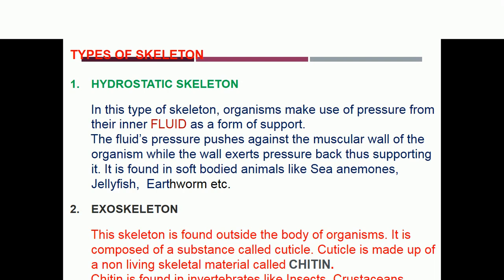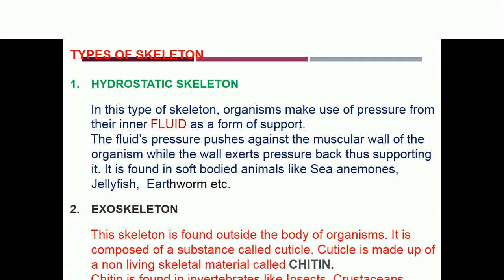Hydrostatic skeleton. In this type of skeleton, organisms make use of pressure from their inner fluid as a form of support. Our major focus here is on the fluid. The fluid's pressure pushes against the muscular wall of the organism, while the wall itself exerts pressure back on the fluid, thus supporting it. It is found in soft-bodied animals like sea anemones, jellyfish, earthworm, etc.